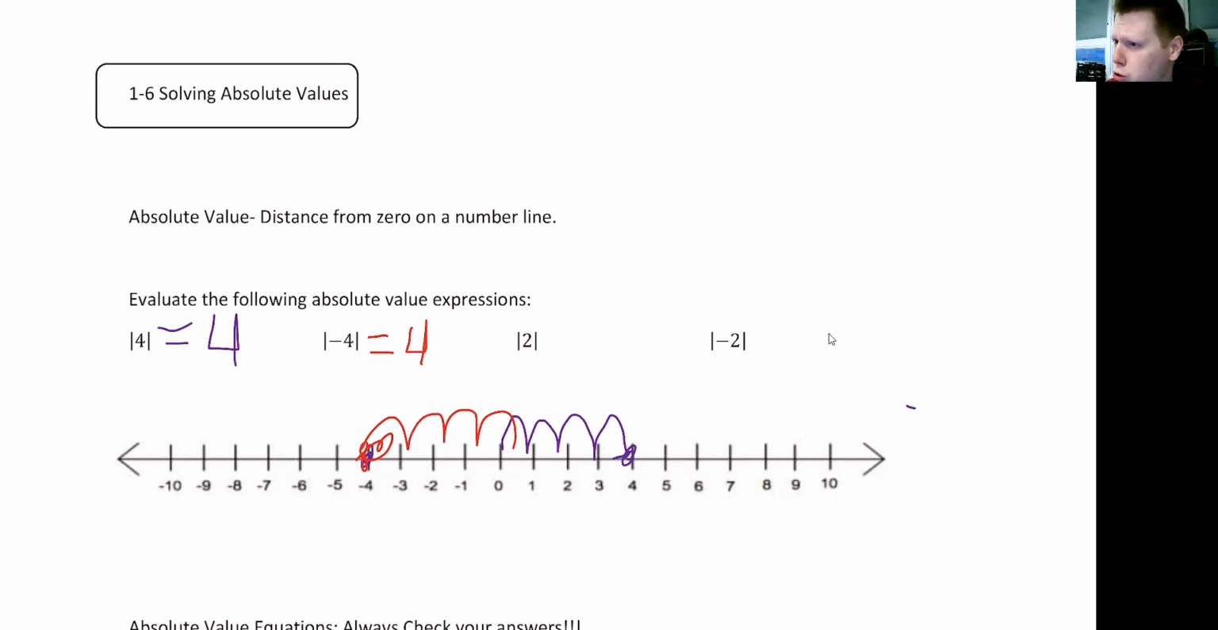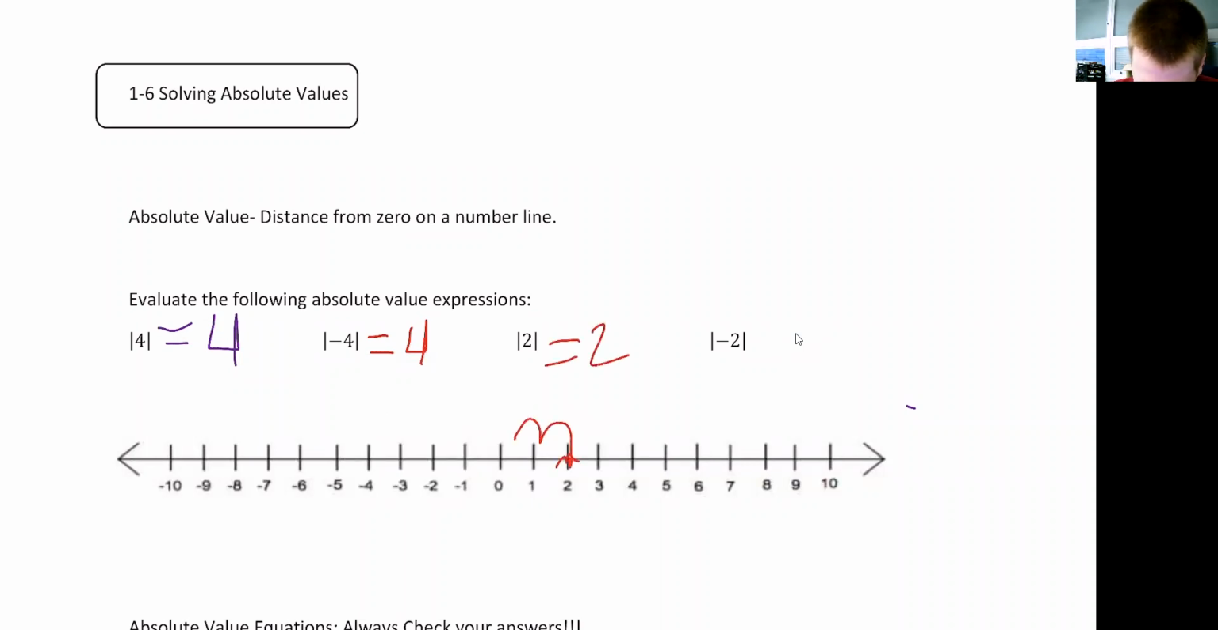How about you guys try the next two? What would the absolute value of 2 be? And what would the absolute value of -2 be? All right, assuming you gave those a try, the absolute value of 2 would just be 2 away from 0, so that would be +2. The absolute value of -2 would also be 2 away from 0. So like I said, with absolute values, if it's positive, it stays positive. If it's negative, it turns positive. That's an easy way to keep it straight.